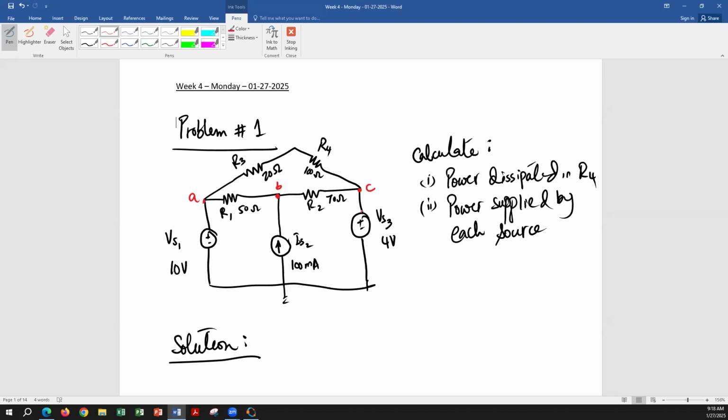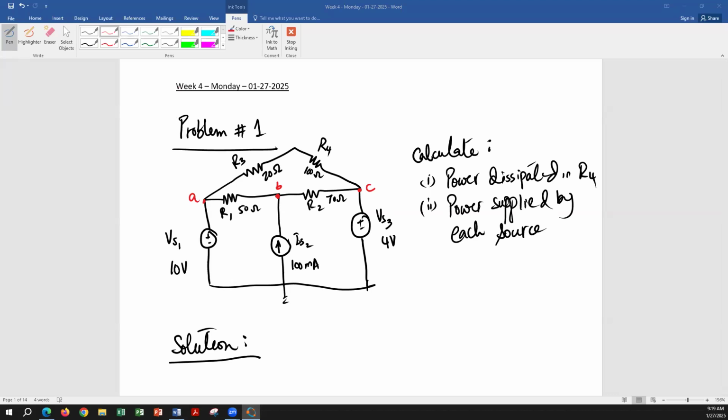VS1 minus VS3, which is node A minus node C, divided by R3 plus R4. They are in series. That's the current passing through that branch. And once you have that current passing through that branch, you can easily calculate the power in R4 and in R3, whatever, right? That's something that is lacking there. That's what I'm trying to emphasize since our first meeting, that you guys emphasize a lot more on the solution side without even looking at the problem as, okay, this can be done this way easily.